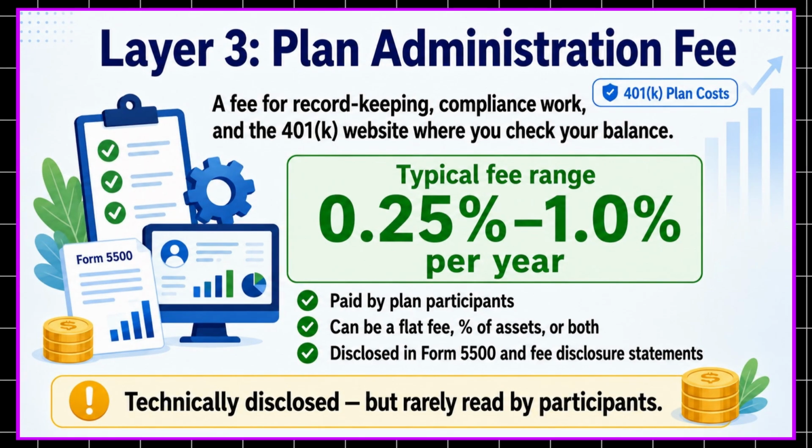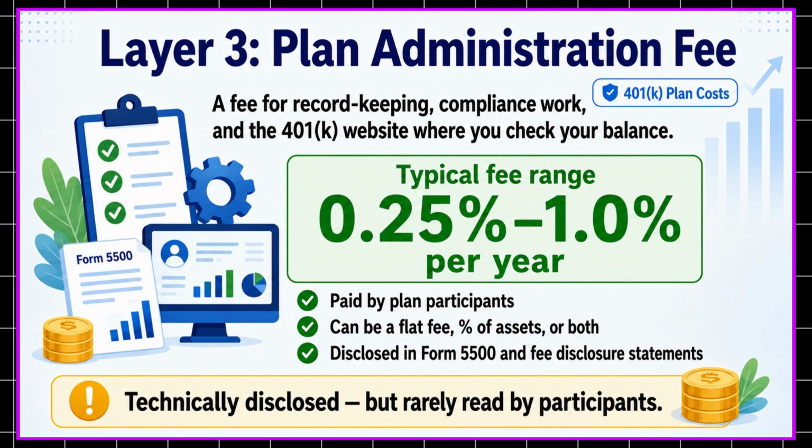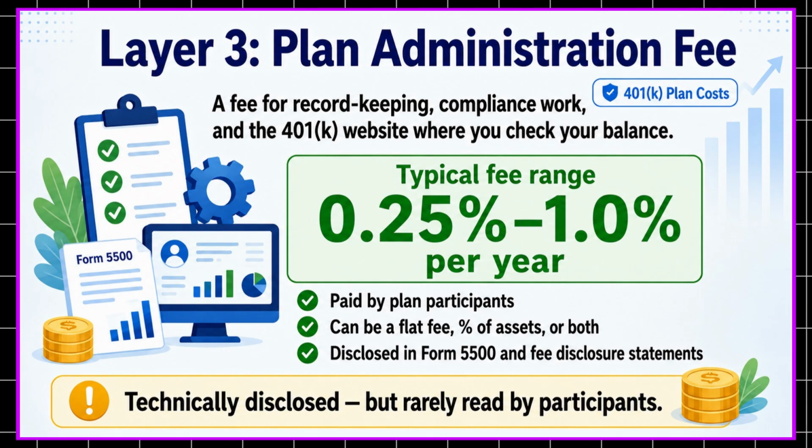Layer 3, the plan administration fee. Your 401k requires administration, record keeping, compliance work, the website where you check your balance. That administration costs money, and that cost is typically passed to plan participants as either a flat annual fee, a percentage of assets, or both. These fees typically run between 0.25 and 1% of plan assets per year. They are disclosed in documents called Form 5500 filings and fee disclosure statements that are technically available to every participant and practically read by almost none of them.